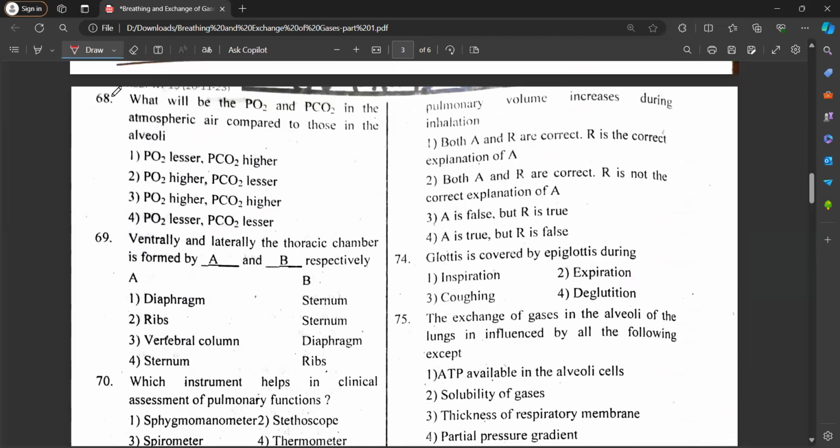Next, what will be the partial pressure of oxygen and partial pressure of carbon dioxide in the atmospheric air compared to those in the alveoli? We know that PO2 is higher and PCO2 is lesser in the atmosphere. Therefore, the second option is going to be the right one.